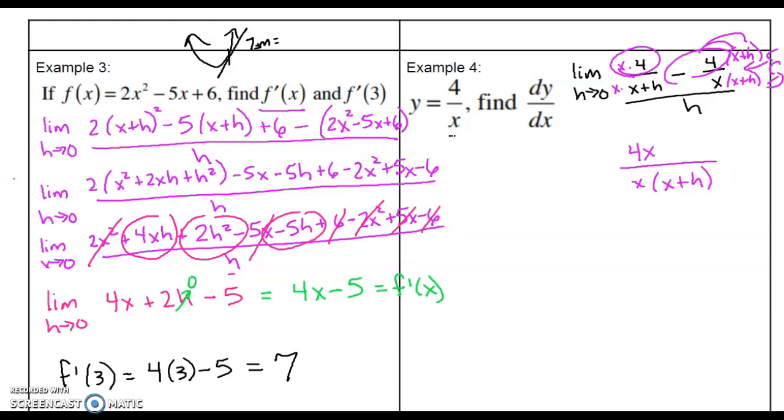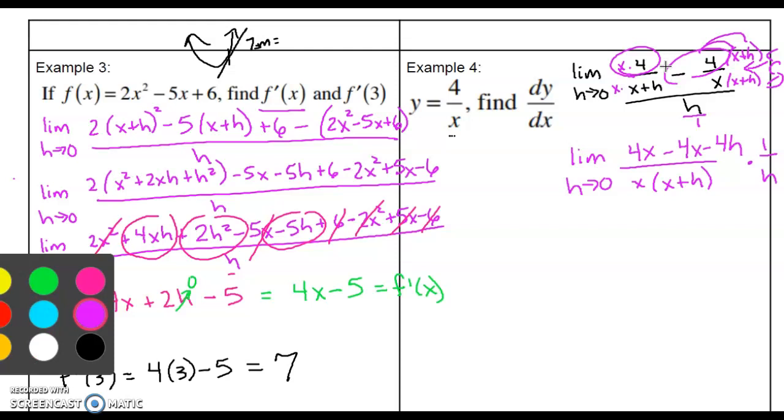Okay, so we're going to continue. We've got 4x, and then we're distributing a negative 4. So minus 4x minus 4h. Okay, and it is still all over h. So remember, that's like multiplying by the reciprocal, so times 1 over h. Okay, so now I still have my limit as h approaches 0.